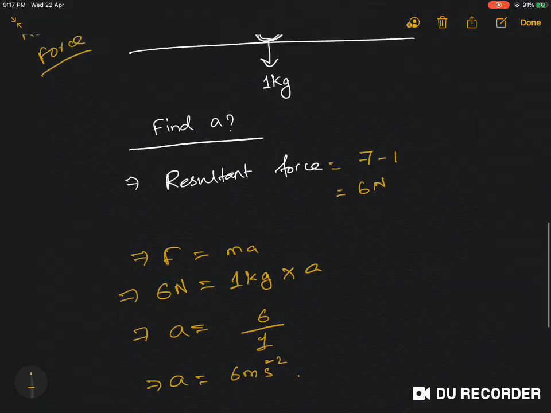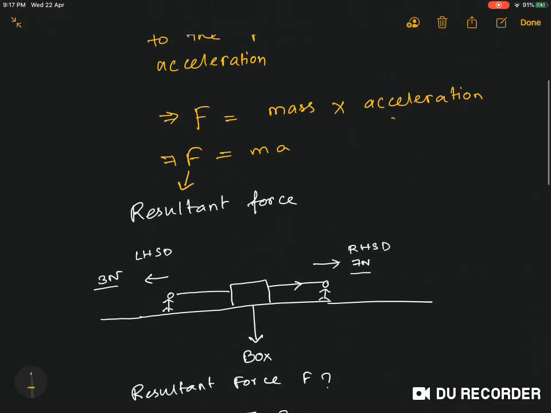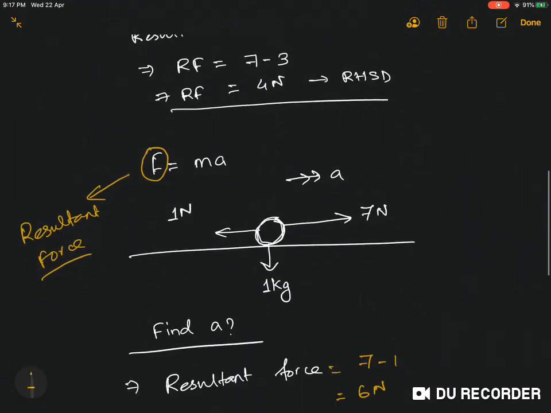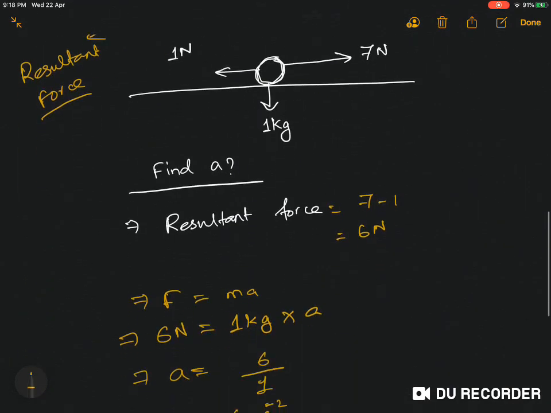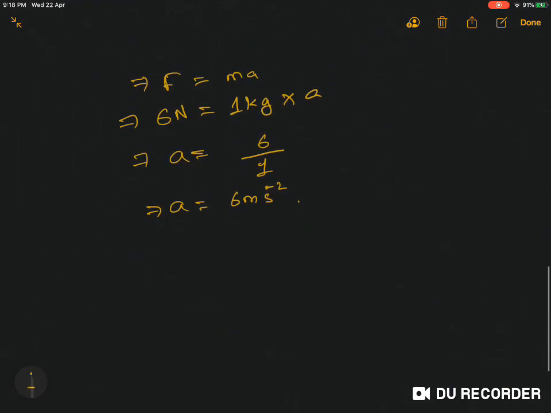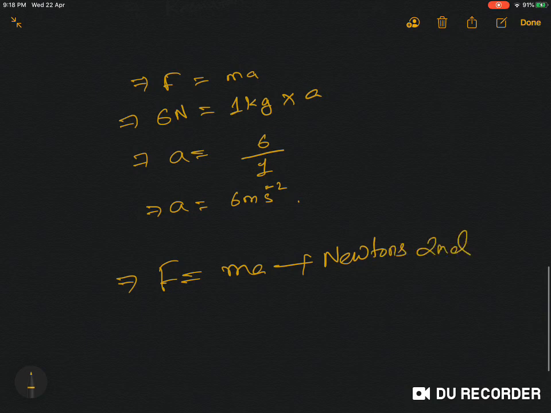So this is an example of resultant force, which is very important for chapter 3 in M1, and very important for you to understand the basic formula F = ma, which is Newton's second law. Okay, there are more interesting things that I'm going to discuss later.